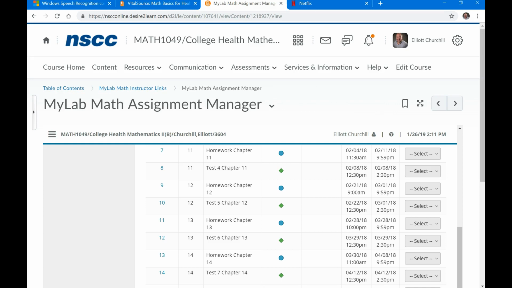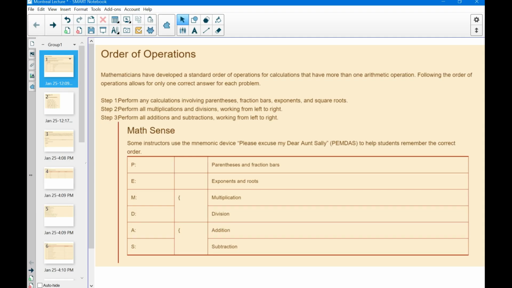In the meantime, we should go back to our class. Okay, let's look at order of operations. It says mathematicians have developed a standard order of operations for calculations that have more than one arithmetic operation. More than one arithmetic operation means that you get multiplication and subtraction, or division and addition, those kinds of things in the same equation. We have a special order to follow, and the order goes like this. We do parentheses, fraction bars, which you won't really see anyway, exponents, square roots.